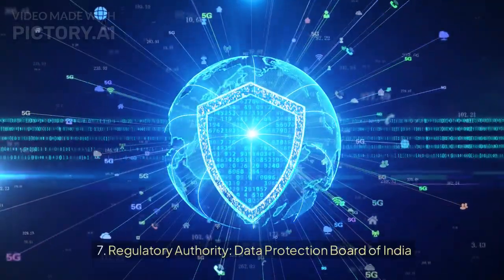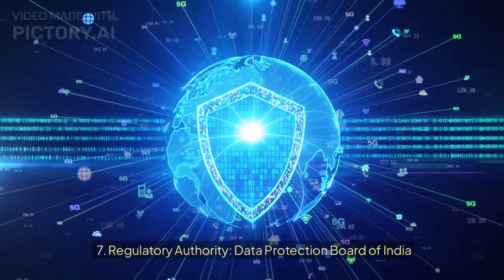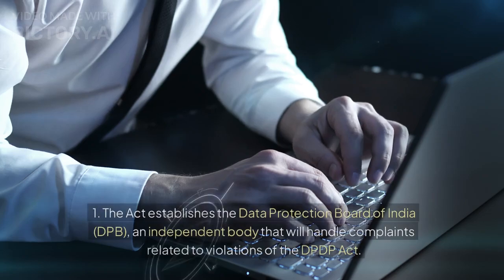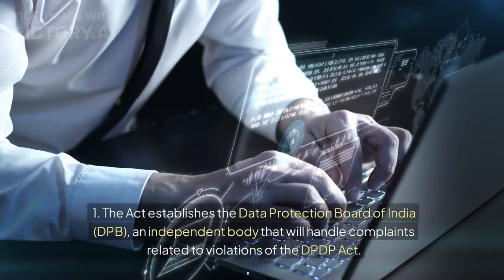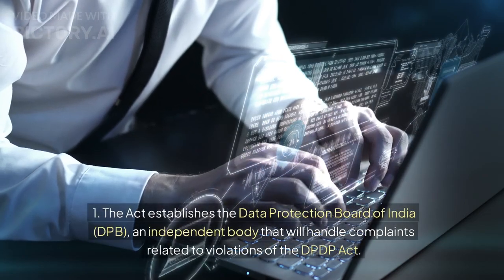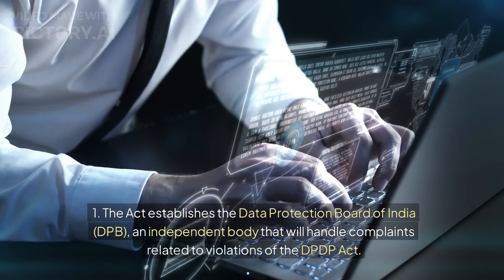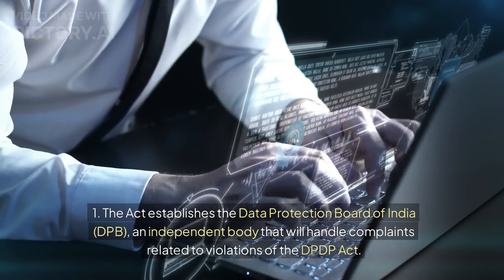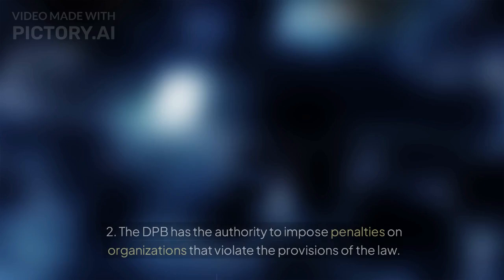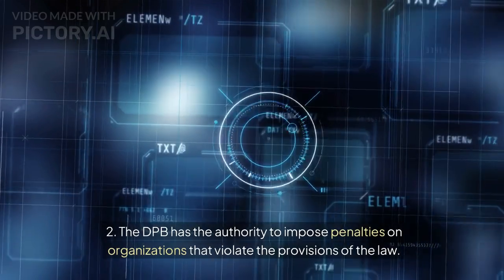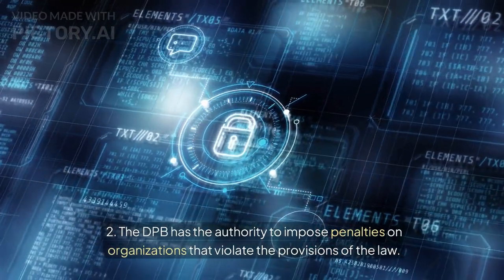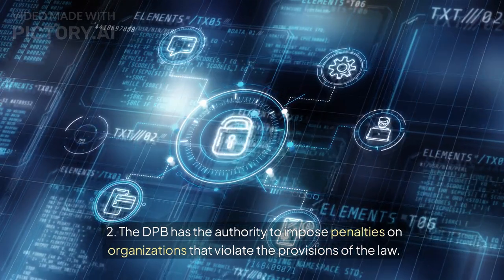7. Regulatory authority: Data Protection Board of India. The Act establishes the Data Protection Board of India, DPB, an independent body that will handle complaints related to violations of the DPDP Act. The DPB has the authority to impose penalties on organizations that violate the provisions of the law.